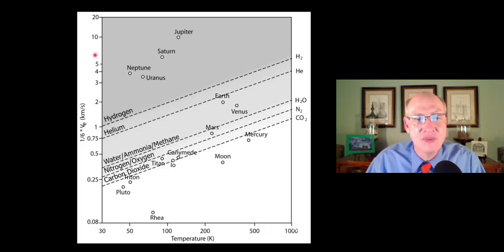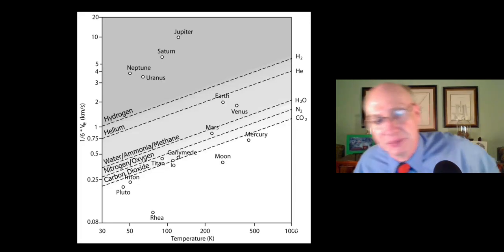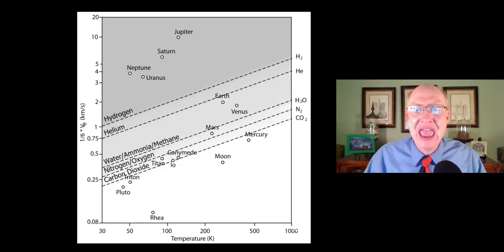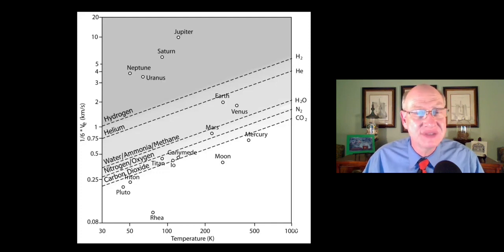This is the escape velocity from the surface of the planet, but it's not the true escape velocity. It's 1/6 of the escape velocity from the surface of the planet. And typically, if a molecule's average velocity is much less than 1/6 of the escape velocity, you can generally hold on to that gas, whereas if the average velocity is more than 1/6 the escape velocity, you can't hold on to that gas. So let's take a look at some of the planets here.